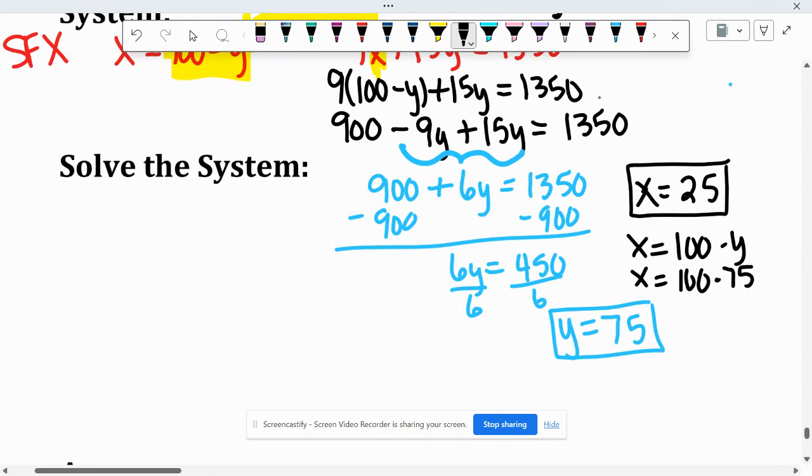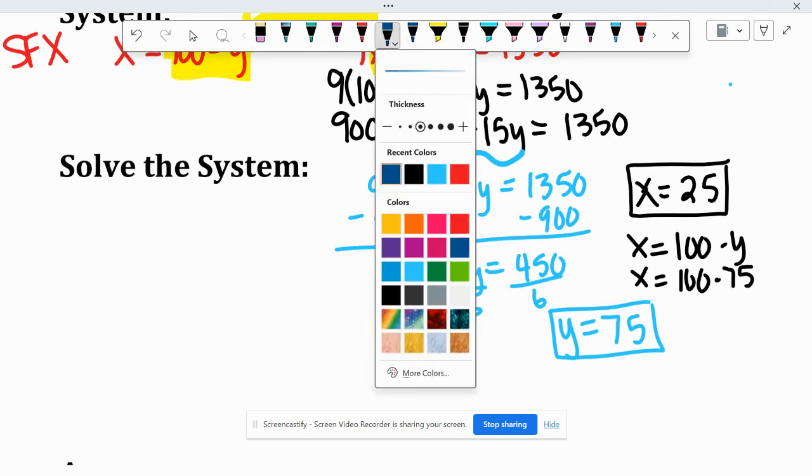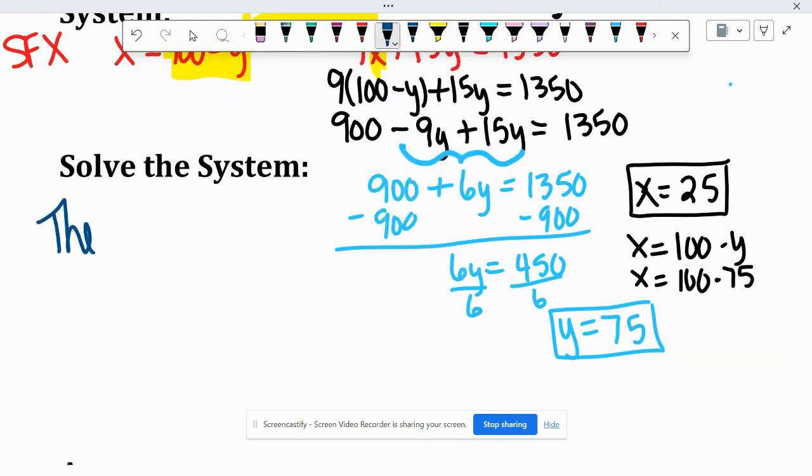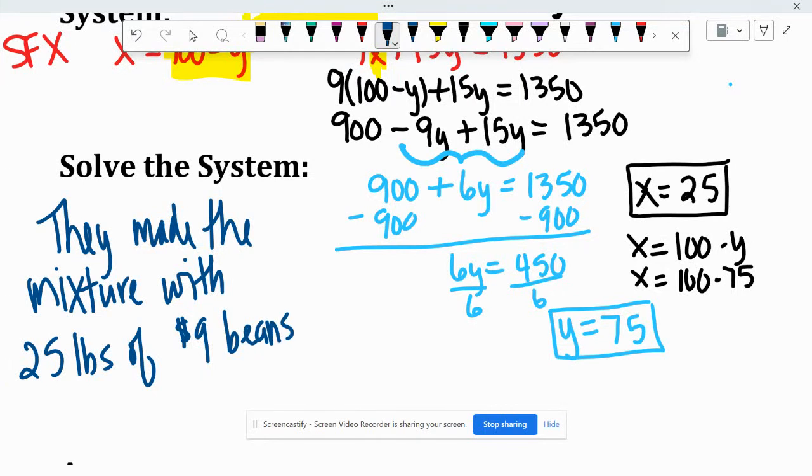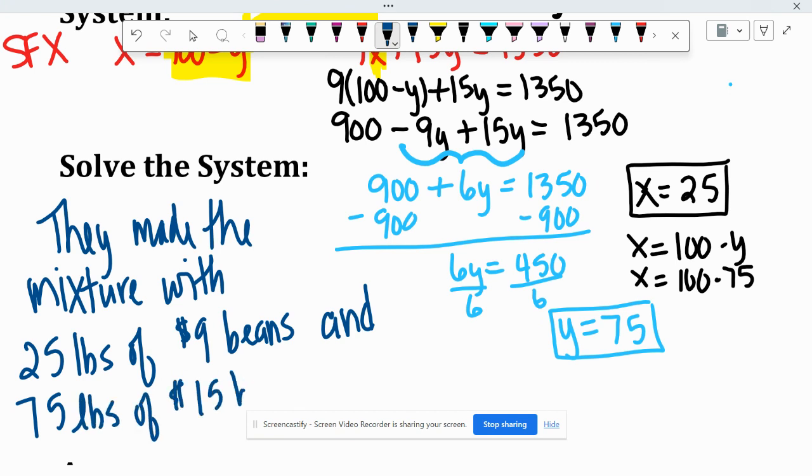So this is a word problem, so I need to give a word statement. I'm going to say they made the mixture with 25 pounds of $9 beans and 75 pounds of $15 beans.